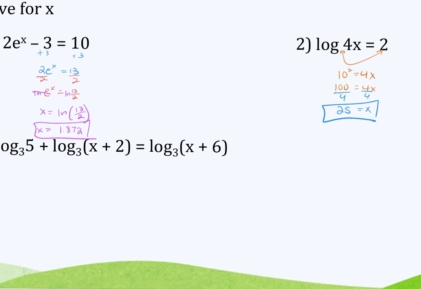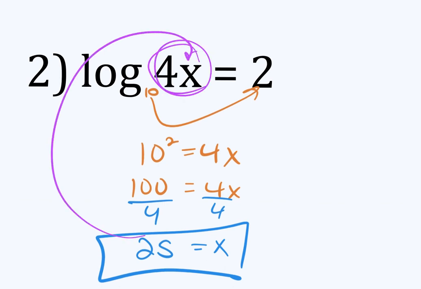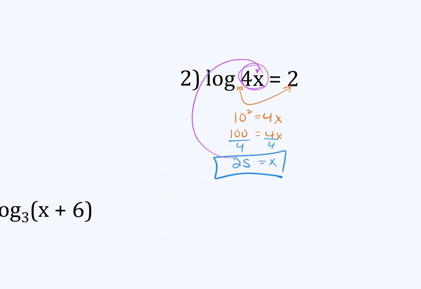Oh, and I want to check it, right? So I want to go and make sure that this can get plugged back in here, and what's next to the log does not become 0 or negative. 25 times 4 is going to stay positive, so we're fine.